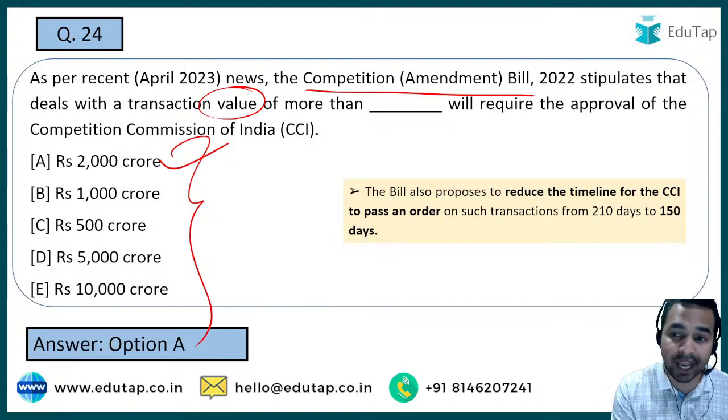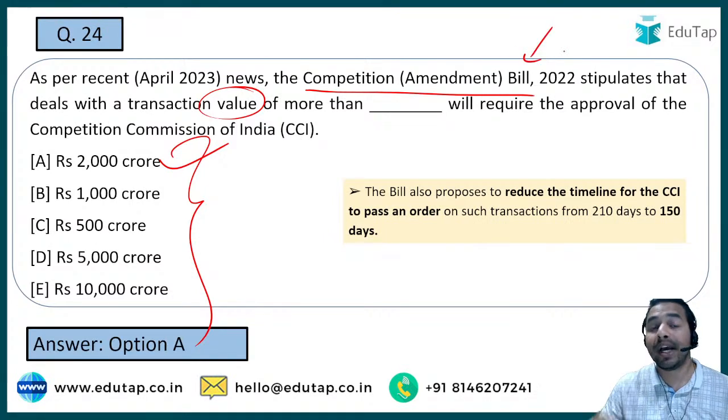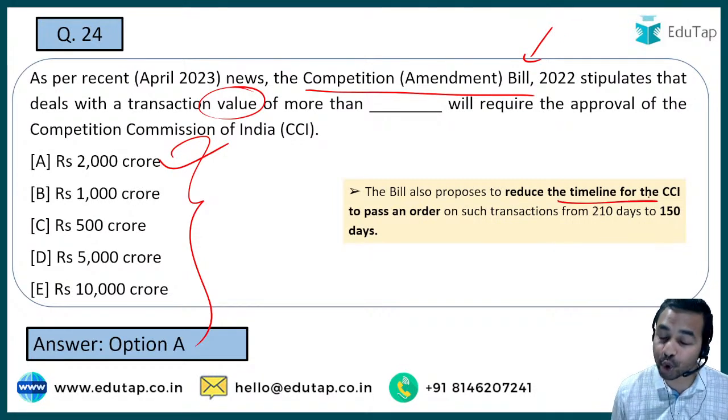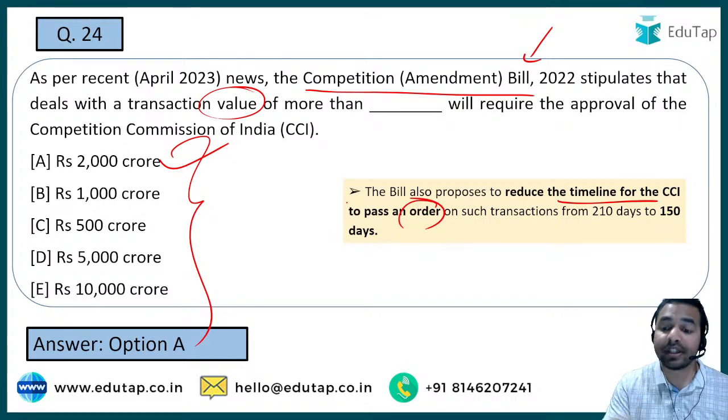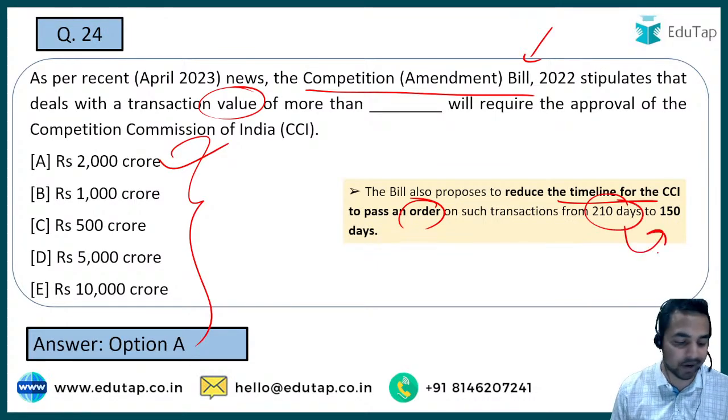और ये जो bill है जो कि recently launch हुआ है, that is Competition Amendment Bill 2022, इसका जो aim है that is to reduce the timeline for the CCI so that they can pass an order, as well as when I talk about what exactly this particular timeline is, this timeline has reduced from 210 days to 150 days. That is the right answer to this question.